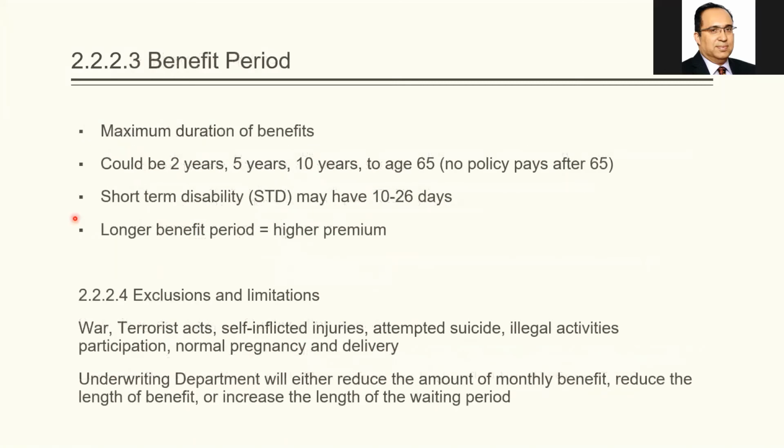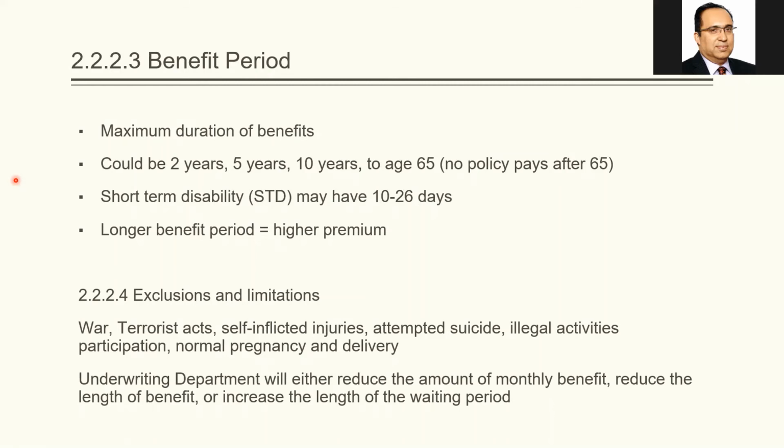So now the benefit period, which is how long they're going to get the payments. If they're going to get $3,000 or $4,000 monthly, is it going to be for 2 years, 5 years, 10 years, or until age 65? And keep in mind, no disability policy pays after age 65, because at that time the person is considered retired. So after retirement, no more disability payment.